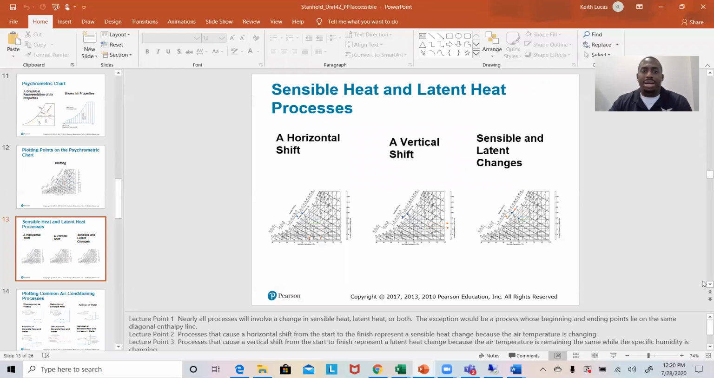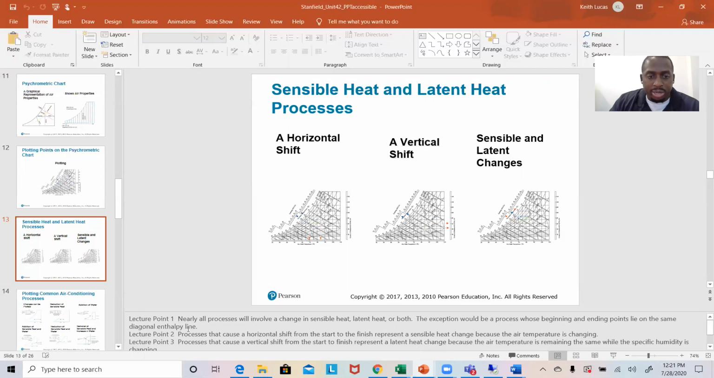Sensible heat and latent heat processes. A horizontal shift, a vertical shift, sensible and latent changes. So again, these properties on this chart represent the actual properties in the air. When you take your measurement at a certain point and then take it again and it's at a different point, that's because the conditions changed in that space. Why did the condition change? Maybe you turned the AC on, maybe you turned the heat on. So you can see those patterns by plotting these points on the chart.